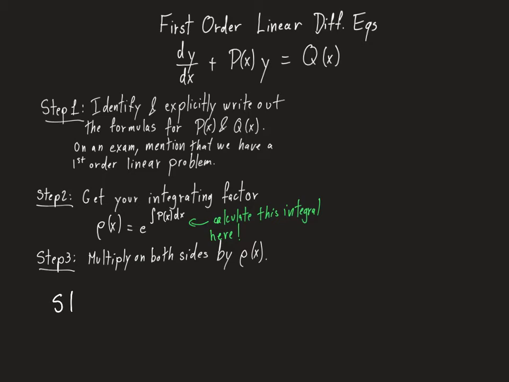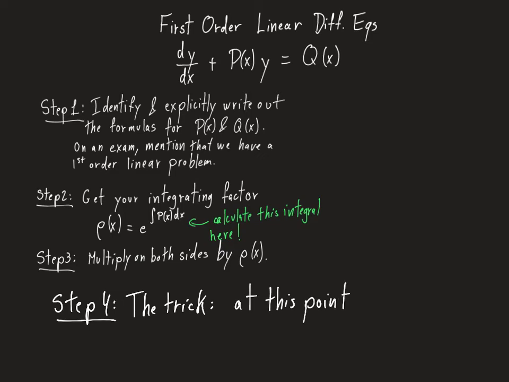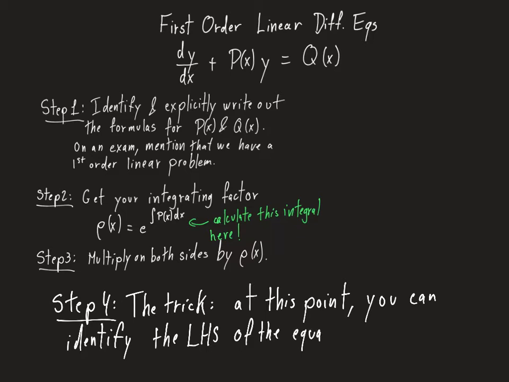Step 4. Step 4 is the trick. And the trick is that at this point, you can identify the left-hand side of the equation as a derivative, product rule.